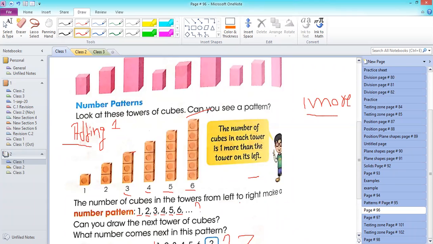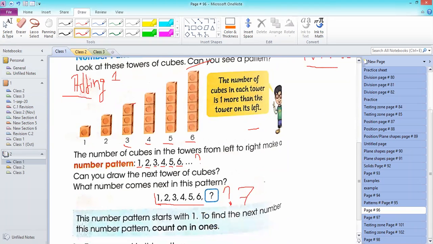We did too many examples for this number pattern where we are counting in ones. Like if I give you the example 51, 52, 53, 54, after 54 what will come? So you will say, sir, it will be 55. Why 55? Because 51, 52, 53, 54, we are counting in ones. So after 54, 55 comes, right? Or you can also say 52 is one more than 51, 53 is one more than 52, and 55 will be one more than 54. So this is the first number pattern we have studied.